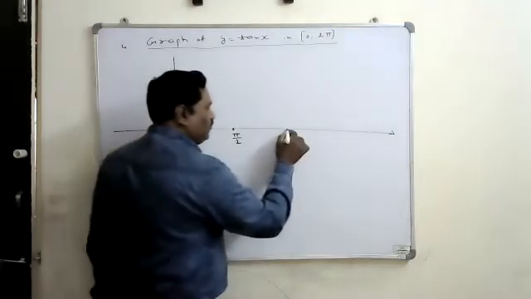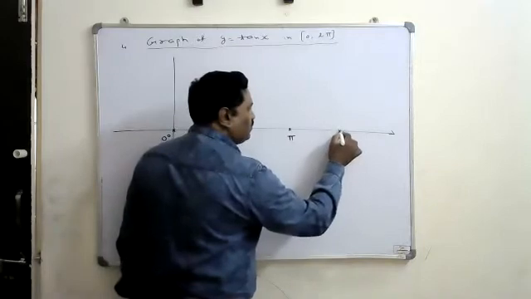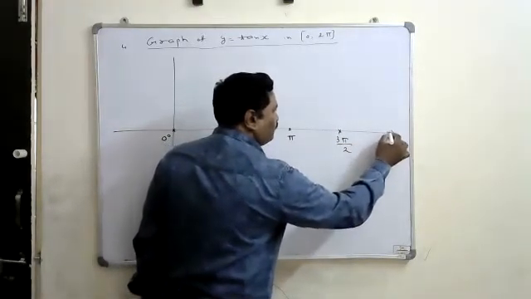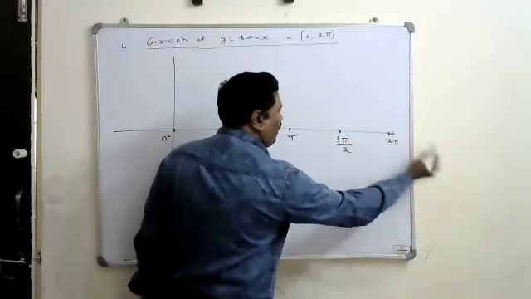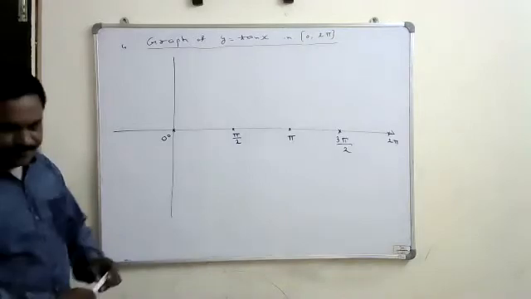I will take that 1 unit is equal to pi by 2. Then, at the same distance, the next value is pi. The next value is 3 pi by 2, and the next value is 2 pi. So like that we will take the values on this.